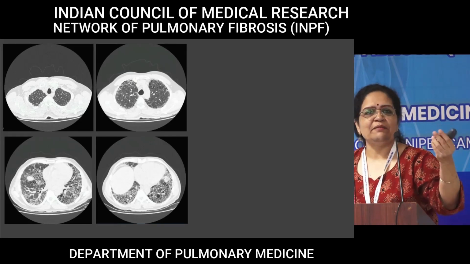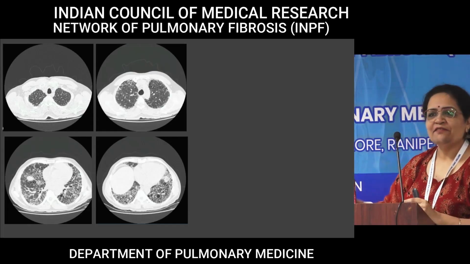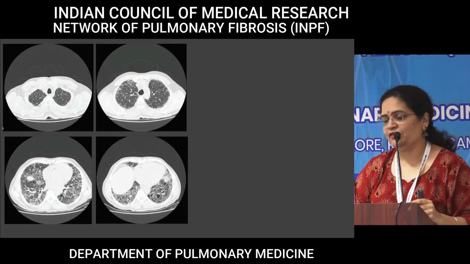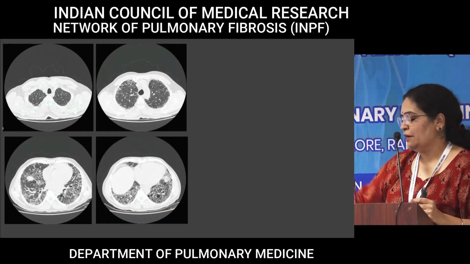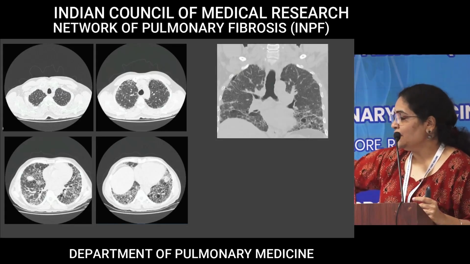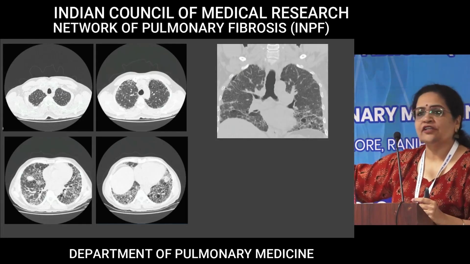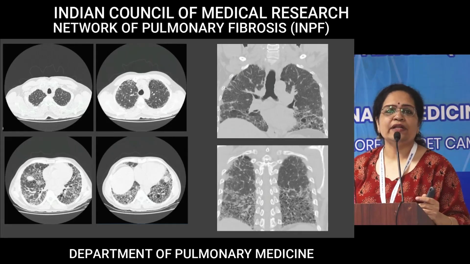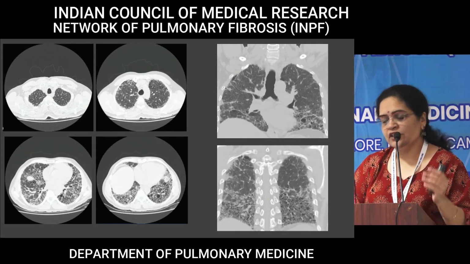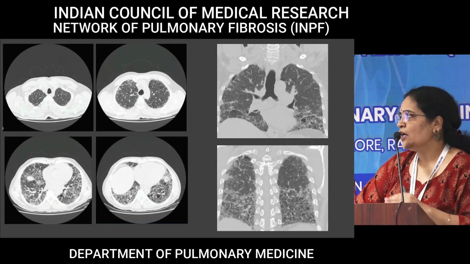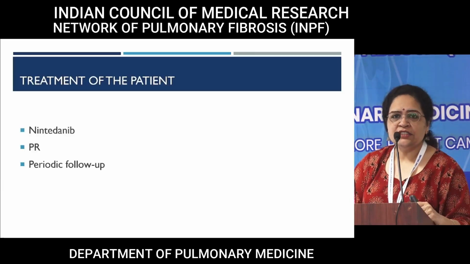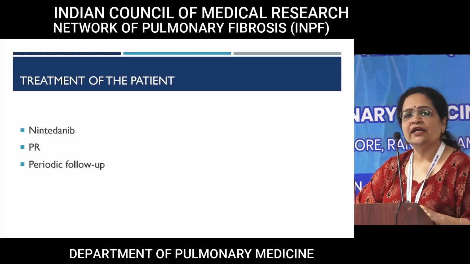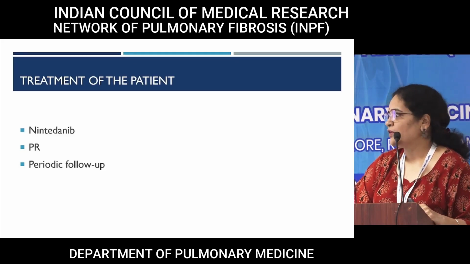So we did a kind of MDD here itself. So it is definitive, this patient was definitive UIP. You can also see the apicobasal gradient, and I have also put anterior and posterior reconstructions. You can see it's much more in the posterior when compared to the anterior. So this patient was definitive UIP. We put him on antifibrotic agents, pulmonary rehabilitation, and he is on periodic follow-up.